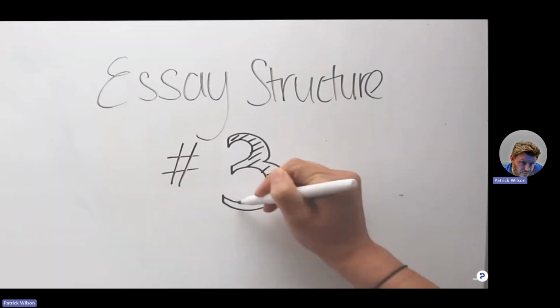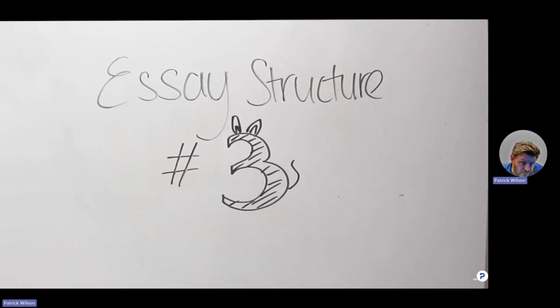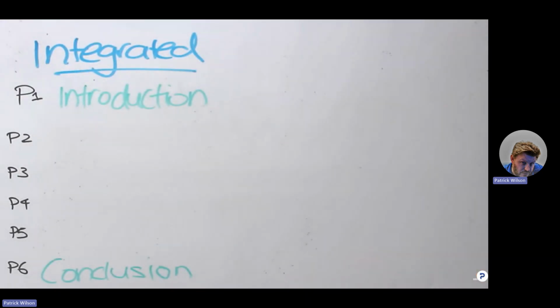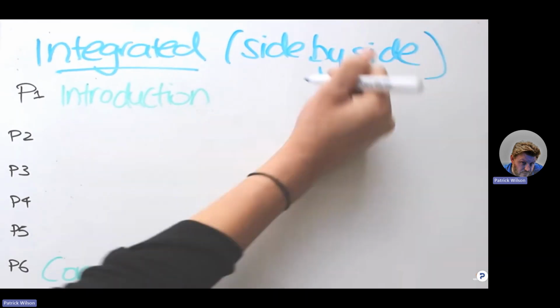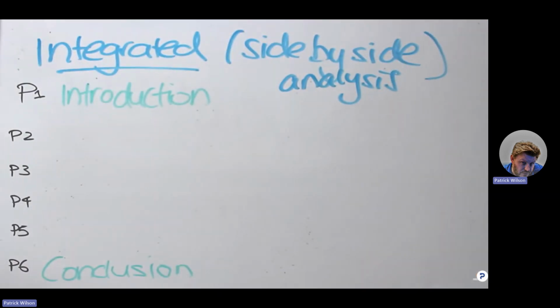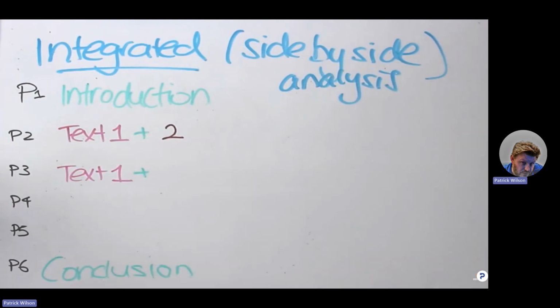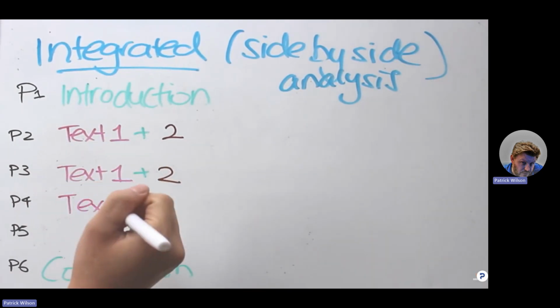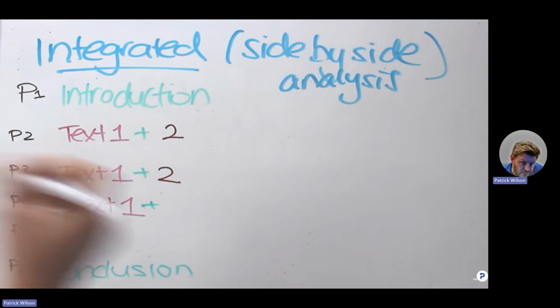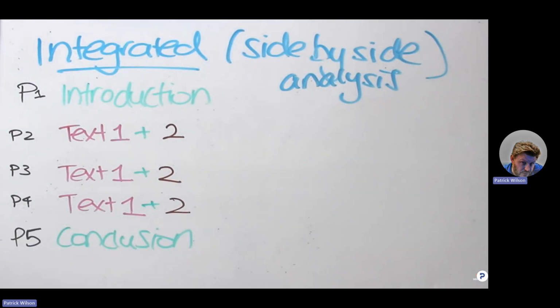Let's move into essay structure number 3, the last and final one, an integrated structure, or you may know it as a side-by-side analysis. As usual, I've left introduction and conclusion there because that's still relatively the same. But for paragraphs 2, 3, and 4, you'll be writing about both text 1 and text 2 at the same time. You can see here how it starts to get a little bit more advanced because you have to deal with both texts at the same time.